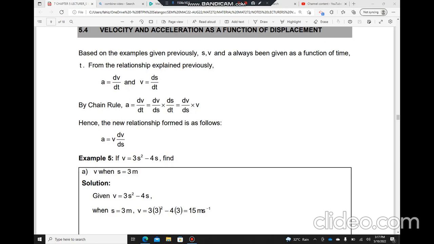Okay, so for the next topic, velocity and acceleration as a function of displacement. Okay, so tadi acceleration, velocity and acceleration as a function of time. So sekarang ni kita tengok as a function of displacement. Based on the examples given previously, S, V and A always been given as a function of time, T. From the relationship explained previously, A equals to dv dt and V equals to ds dt.